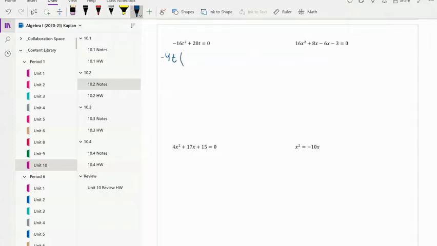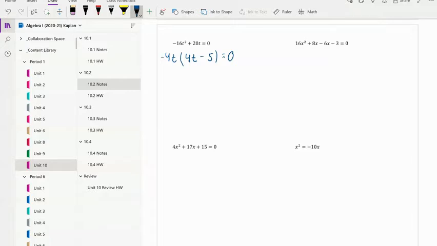Well, negative 16t squared divided by negative 4t is going to be positive 4t. And 20t divided by negative 4t is going to be negative 5. So we're left with 4t minus 5 equals 0. So there we go. Always double check, could we factor this anymore? Well, this is not a difference of 2 squares situation. 4t is not a perfect square, nor is 5. So we're done factoring, and that's okay.